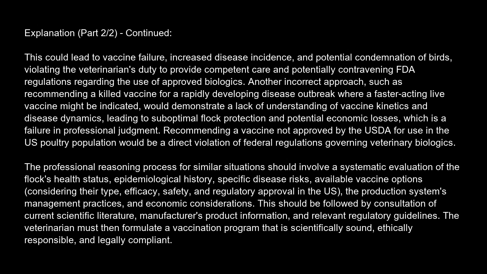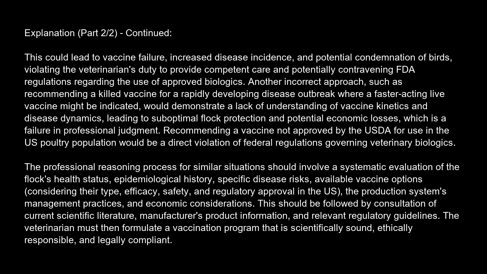The professional reasoning process for similar situations should involve a systematic evaluation of the flock's health status, epidemiological history, specific disease risks, available vaccine options, considering their type, efficacy, safety, and regulatory approval in the U.S., the production system's management practices, and economic considerations. This should be followed by consultation of current scientific literature, manufacturer's product information, and relevant regulatory guidelines.